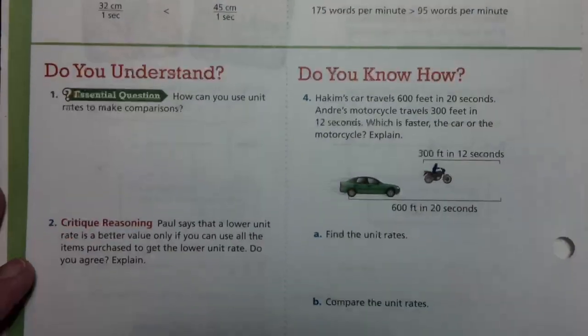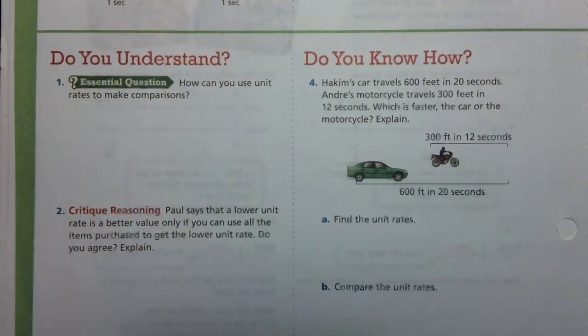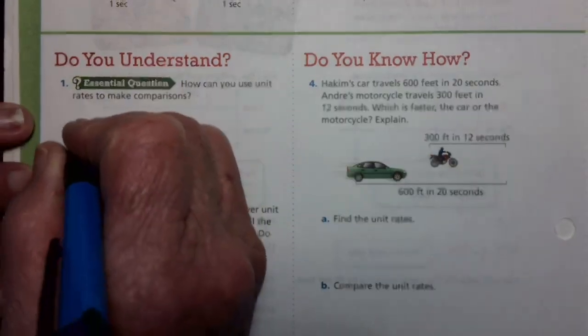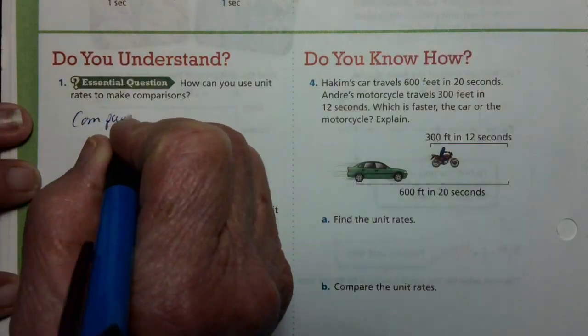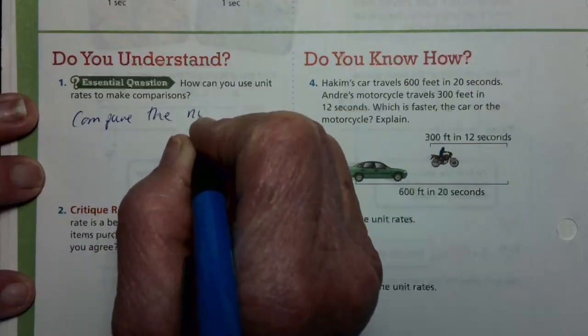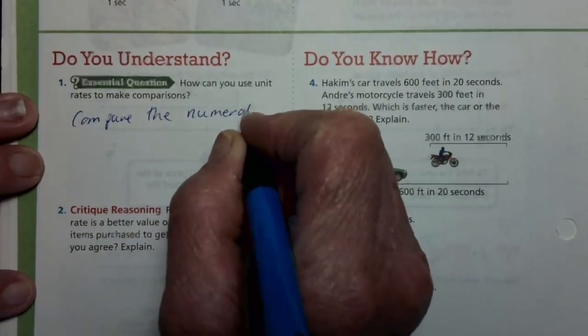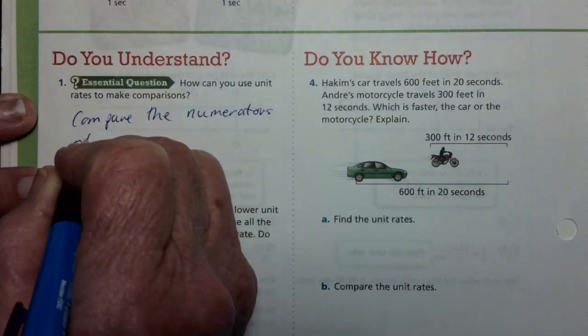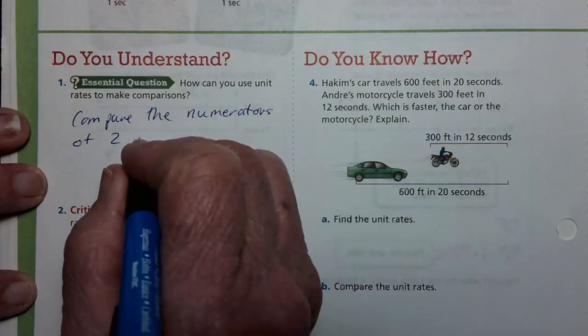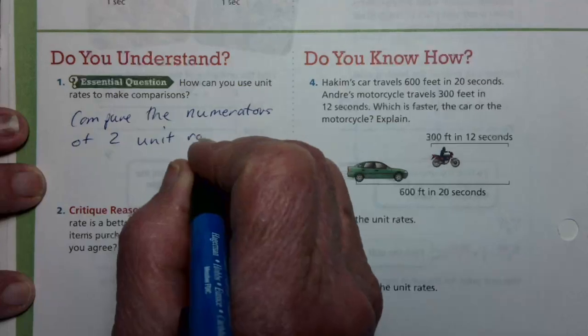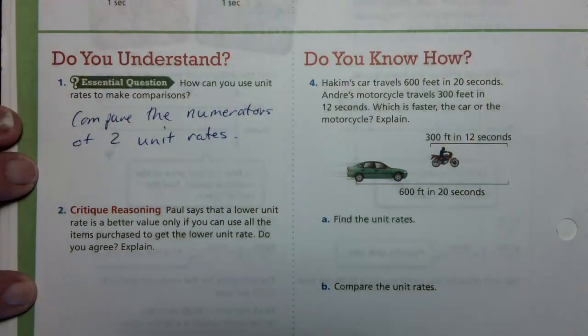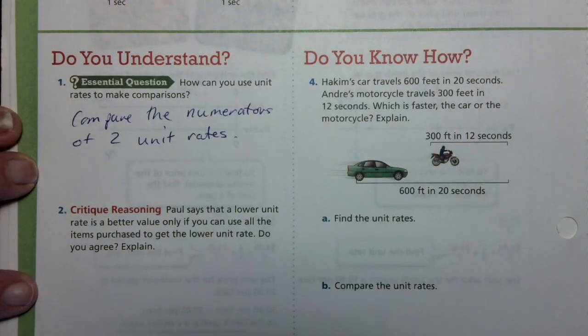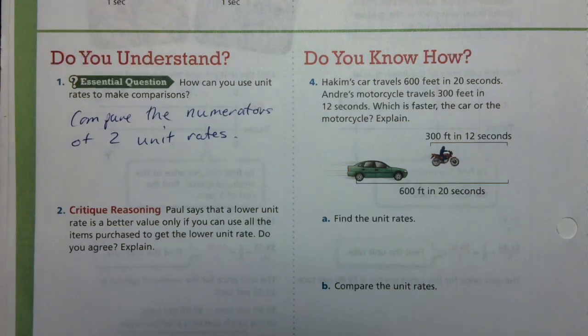All right, so let's go to the do you understand number 1. How can you use unit rates to make comparisons? Compare the numerators of 2 unit rates. You're supposed to know that a unit rate means the denominator is a 1, so you can compare the numerators.